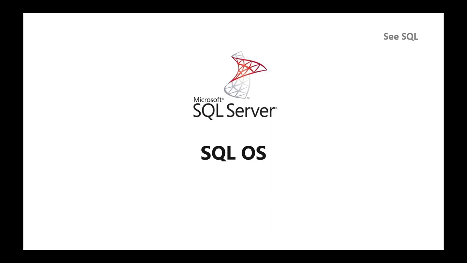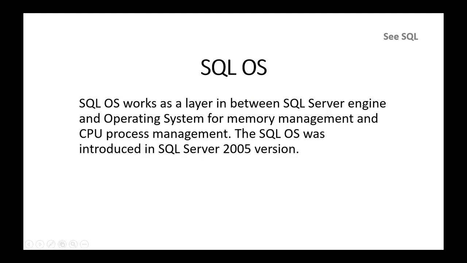There are three main components in SQL Server Architecture, that is Network Protocol, Database Engine, and SQL OS. In the previous videos, we already discussed Network Protocols and Database Engine components. In this short video, I am going to point out only the functions of SQL OS.